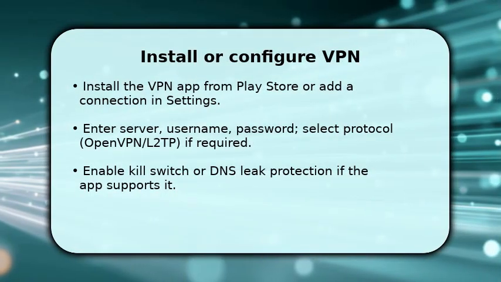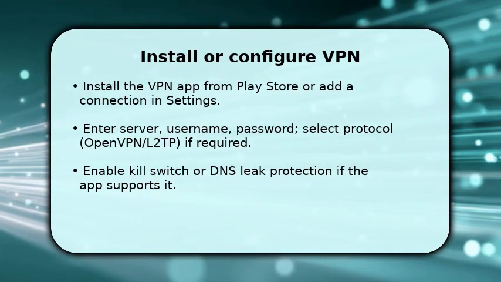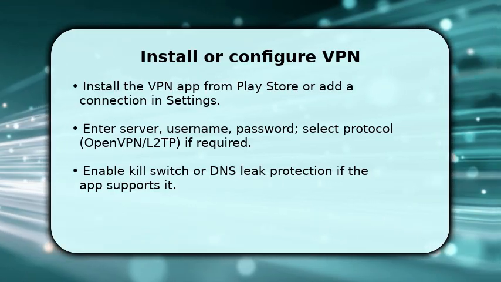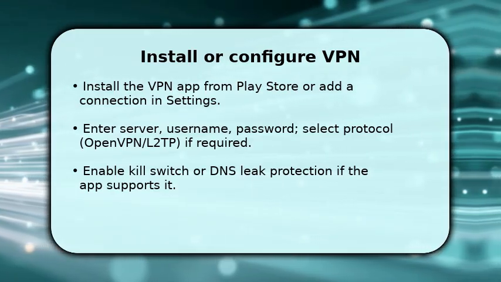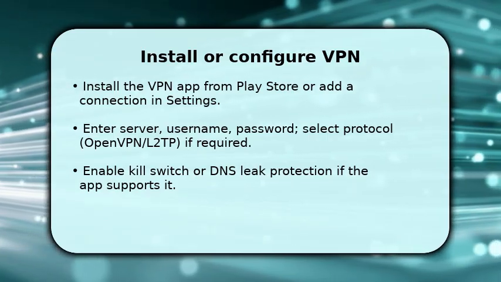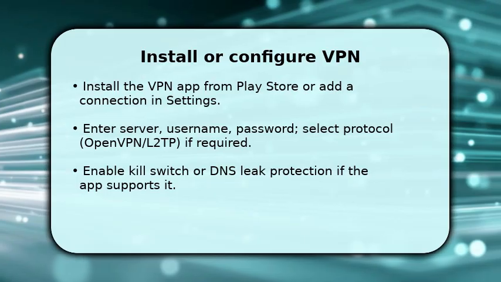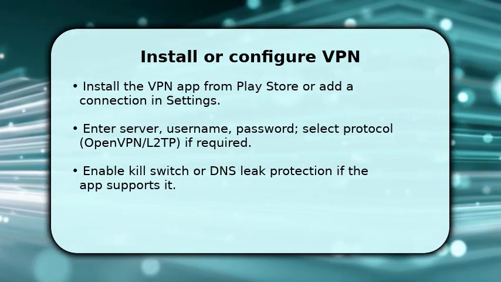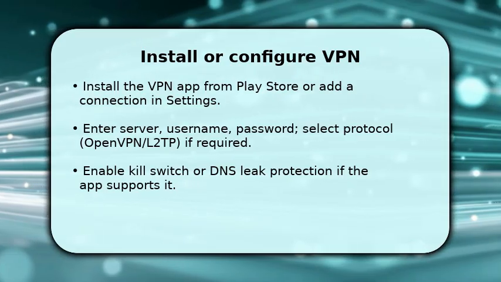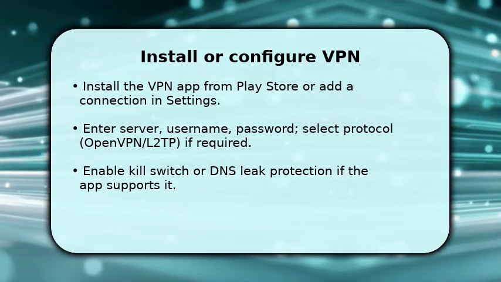Now you install or configure the VPN on your Chromebook. If using an app, open the Play Store, install, sign in, and grant necessary permissions. If manually configuring, go to Settings Network, add Private Network, choose the protocol, then paste the server address and your credentials. Make sure to set DNS or enable built-in protection like a kill switch so traffic won't leak if disconnected.